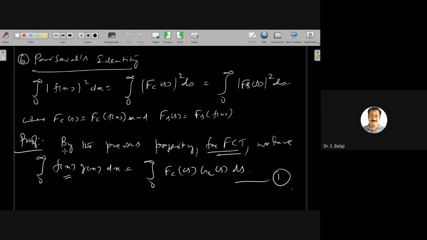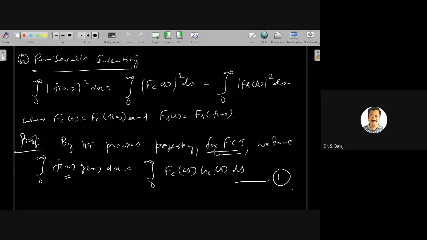Now, the proof is by the previous property, by the Fourier cosine transform. For the Fourier cosine transform, we have the integral from 0 to infinity of f(x) g(x) dx, which is equal to the integral from 0 to infinity of fc(s) gc(s) ds.